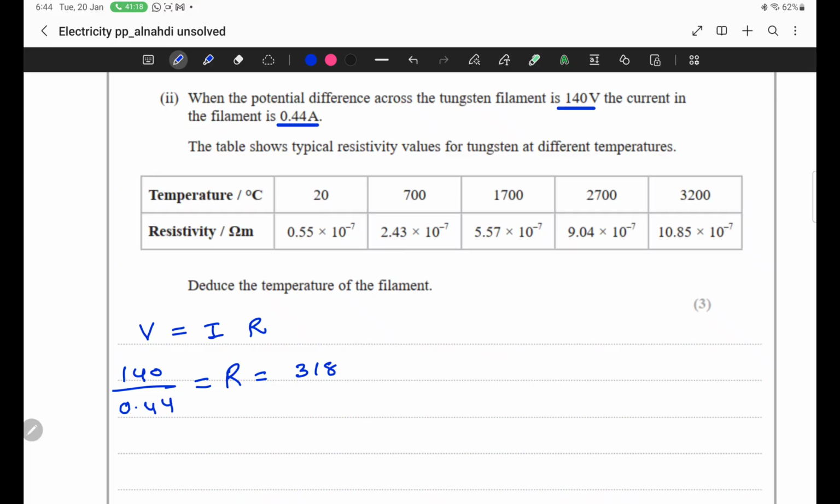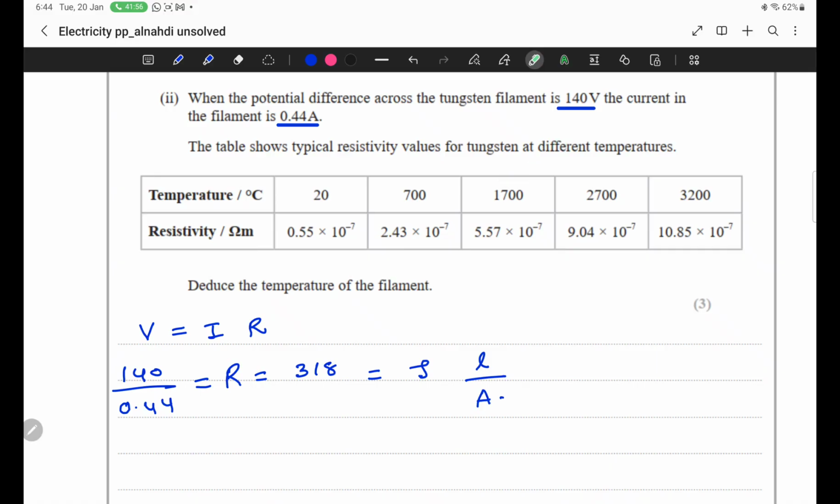Resistance is 318. Once we have calculated resistance, I am going to use the formula rho L over area and calculate resistivity. If the resistivity is 0.55, then the temperature will be 20. If the resistivity is 2.43, then the temperature will be 700. If the resistivity is 5.57, then the temperature will be 1700.